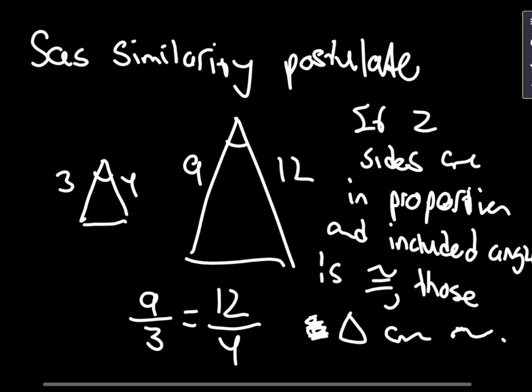Okay? So an example of the SAS similarity postulate is if we had a triangle that looked like this. So this is 5, 10, this is 4, this is 12. This is 5, this is 10, this is 4, this is 8. Let's call this triangle ABC and the big triangle ADE.